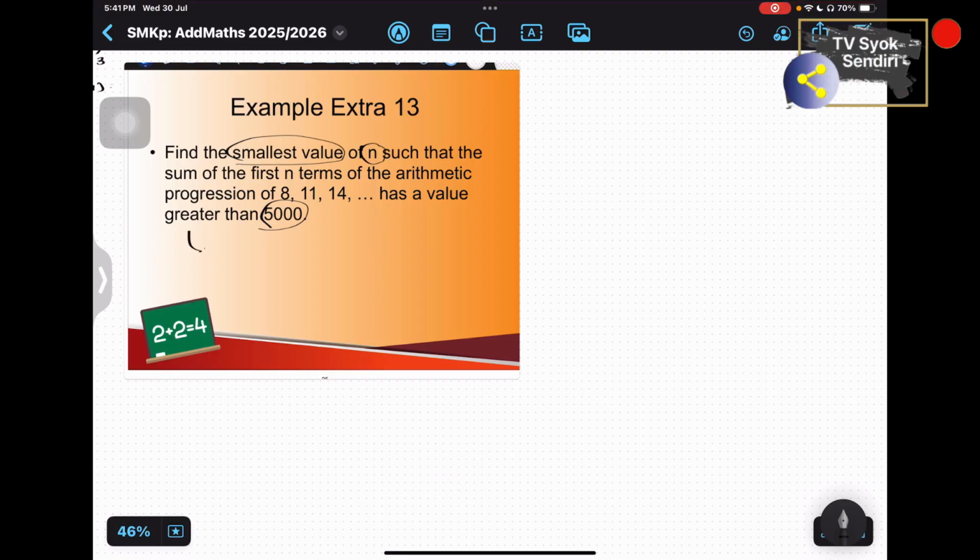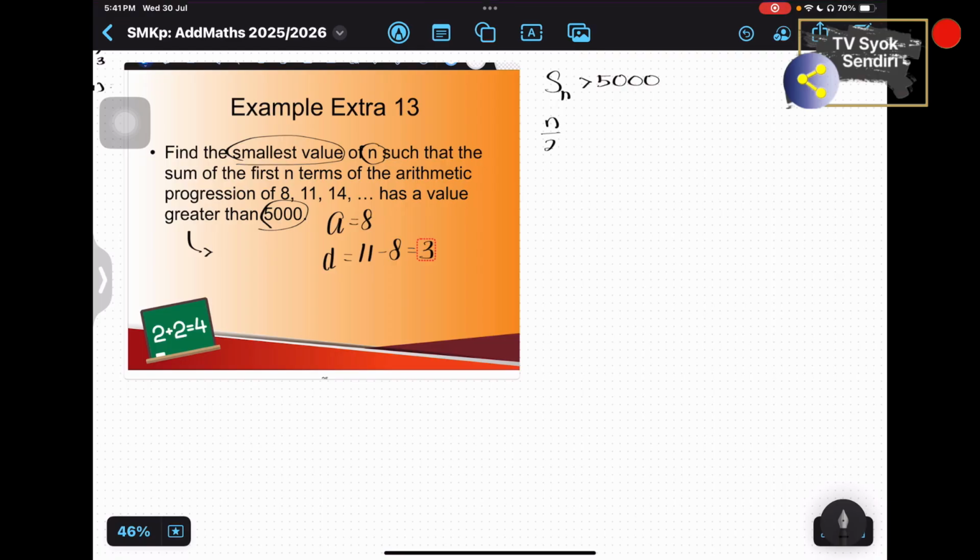Seems like the question says greater. So now I'm going to put in Sn will be greater than 5,000. Okay, so this is the value. And looking at the numbers, you understand that your A is equal to 8. How about your D? Your D will be 11 minus 8, that is how I get 3. So my A is 8, then my D is actually 3.